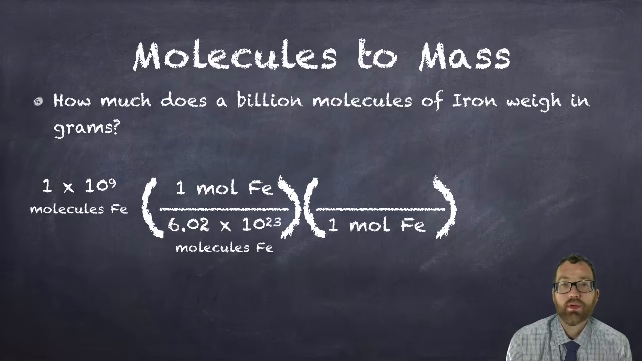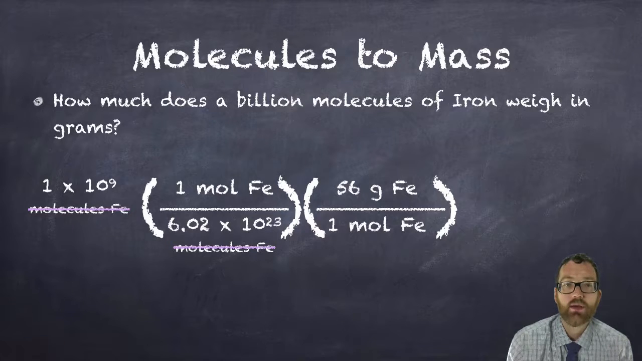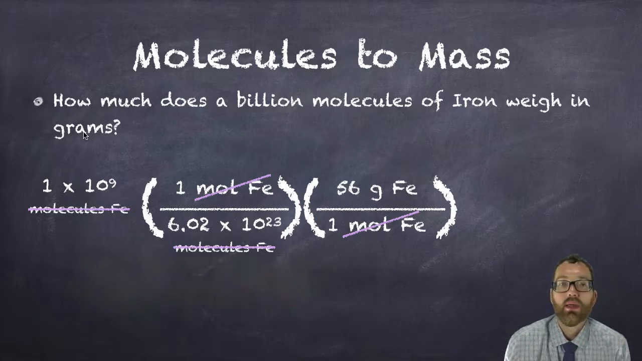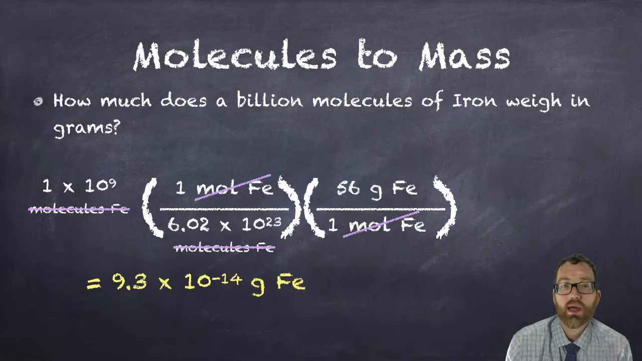So then we need to convert from moles of iron into grams of iron. So 1 mole of iron, you just look it up on the periodic table. Iron weighs about 56 grams per mole. So if we write our units as we go, we can cross off and see that atoms of iron cross off with atoms of iron, moles of iron cross off with moles of iron. I'm left with grams of iron, which is what they're asking for. And if you punch that in your calculator correctly, you'll get 9.3 times 10 to the negative 14 grams.